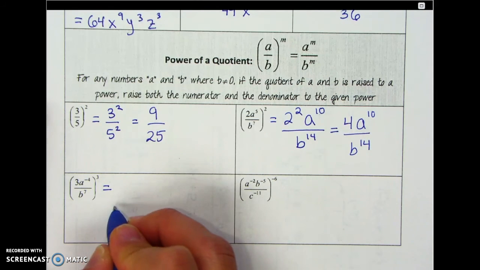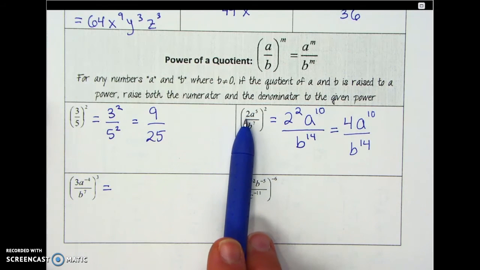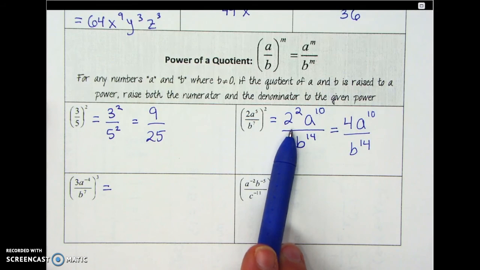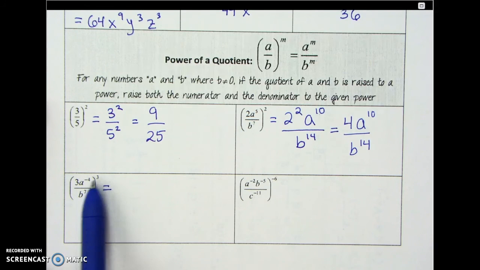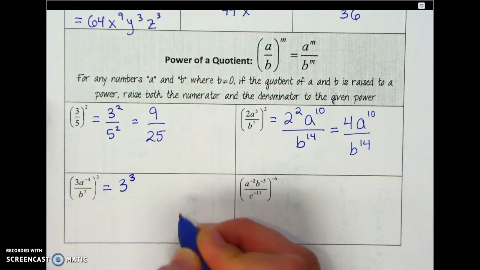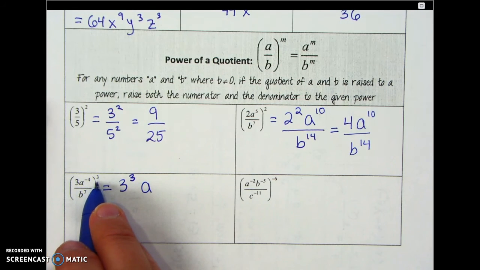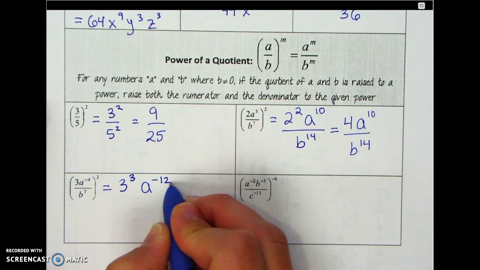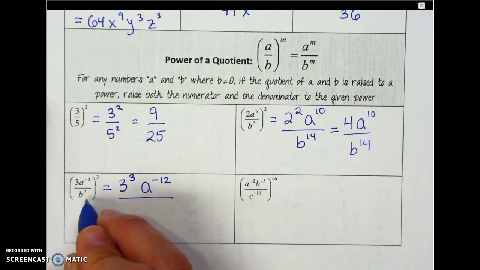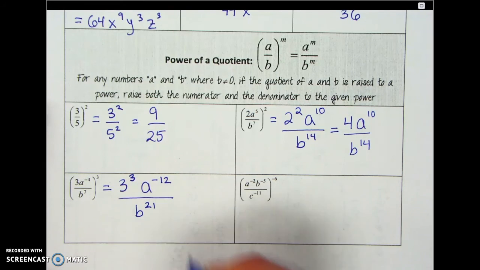Give the power to everything inside. I think the number one thing students forget is to give the power to the number. So that 2 got that squared. Same thing here. The 3 needs the power of 3. And we could say 3 cubed or 3 to the power of 3. Negative 4 times 3 is negative 12. All over B, 7 times 3 is 21.